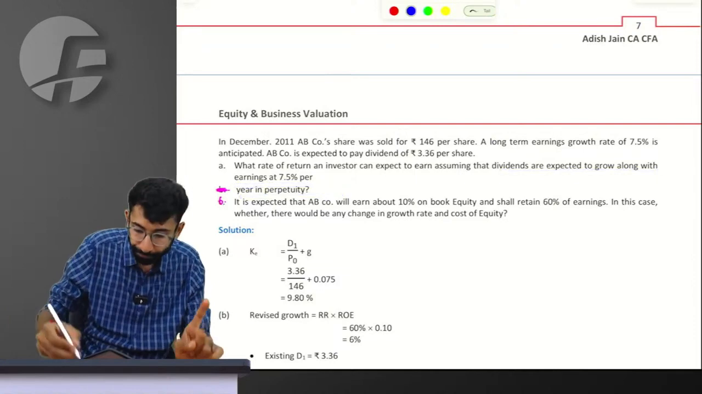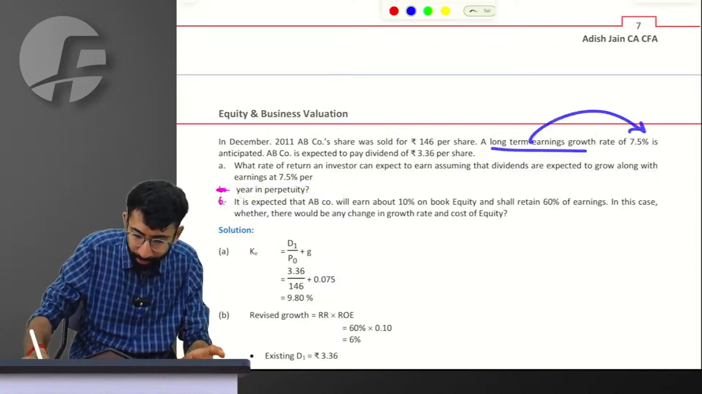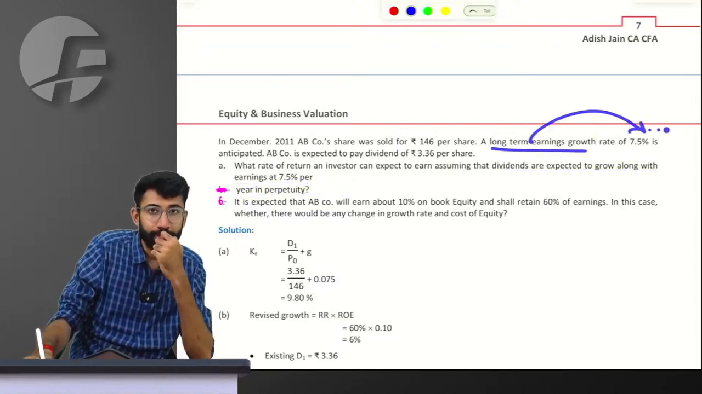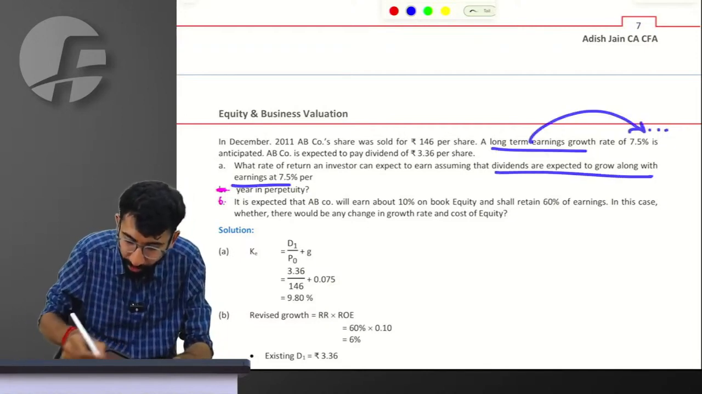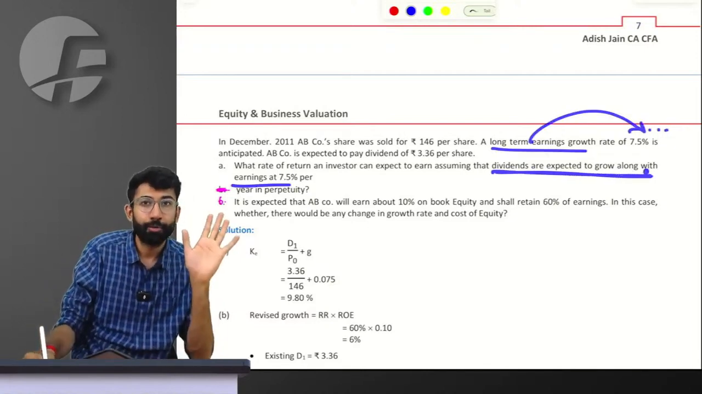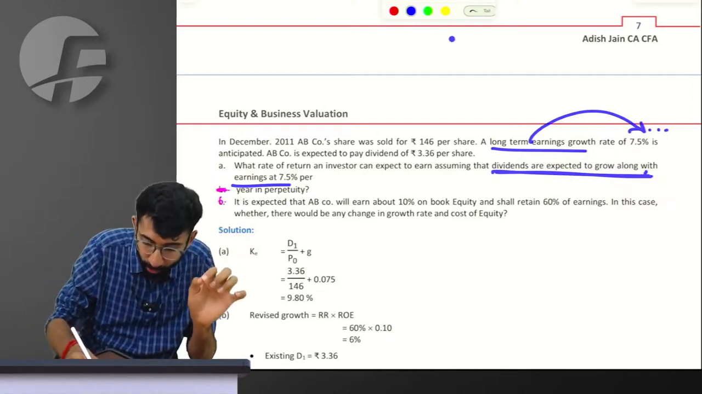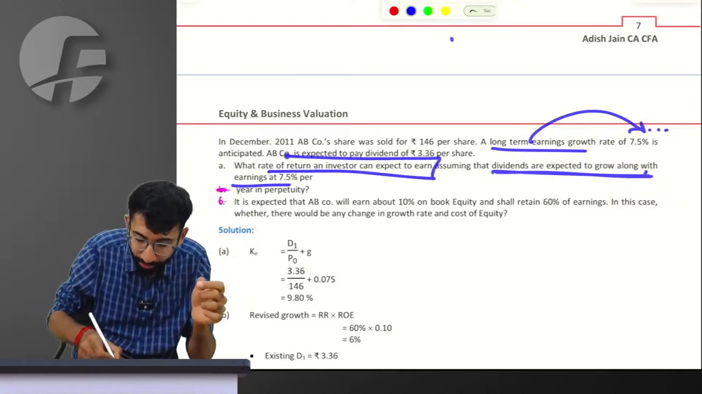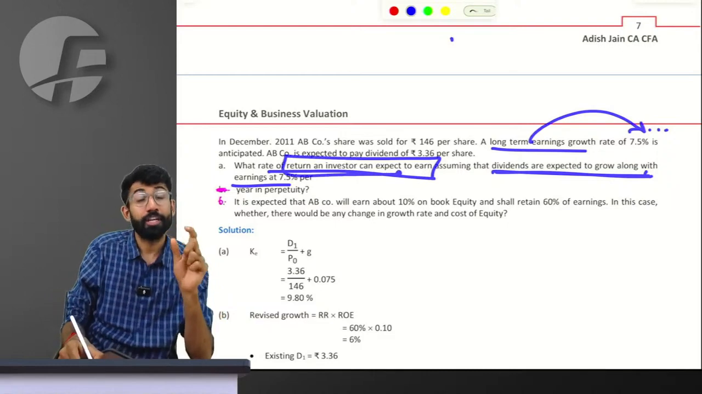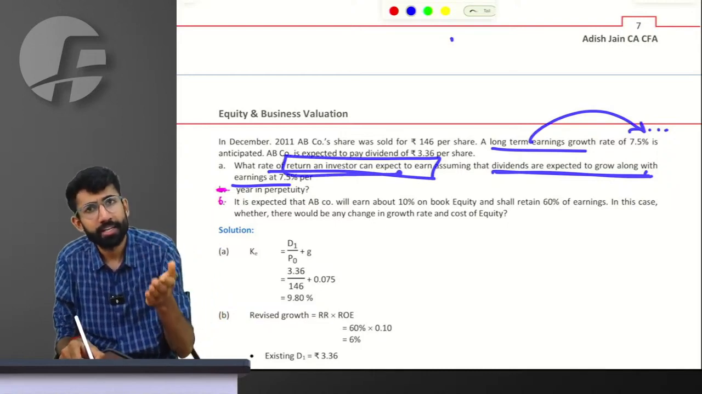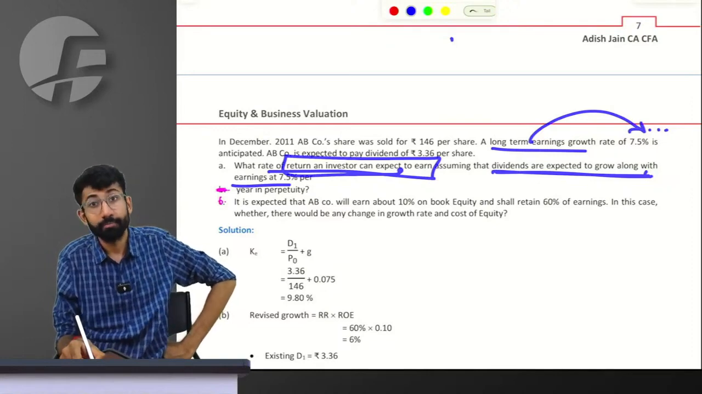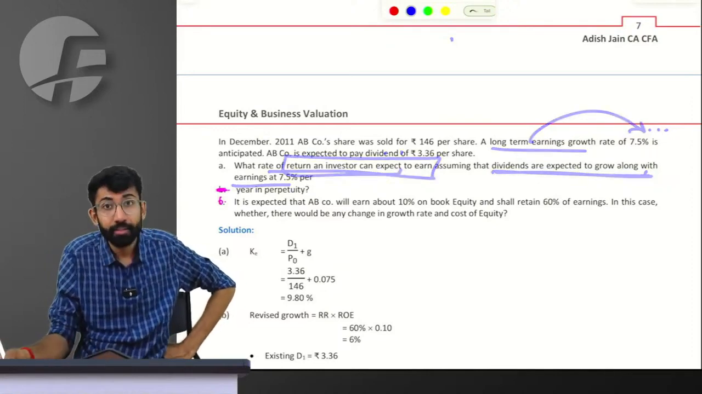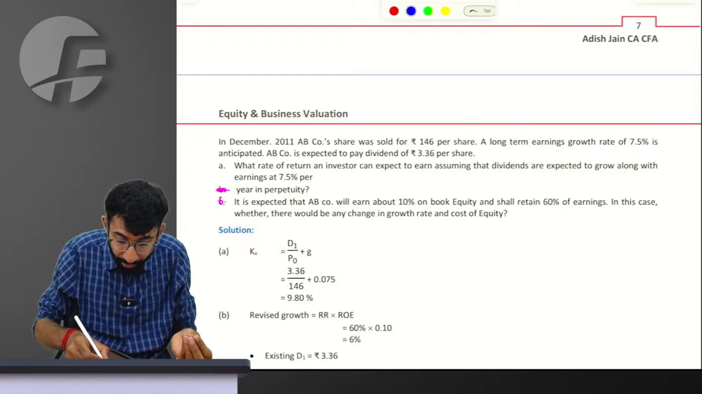Listen to this. The long-term earning growth rate was 7.5, right? And in the question, they are saying that dividend will also grow at the rate of 7.5, right? Because they want us to calculate the return an investor can expect to earn. Sir, they are asking for expected rate of return, not required rate of return. Oh my God, what are you saying?